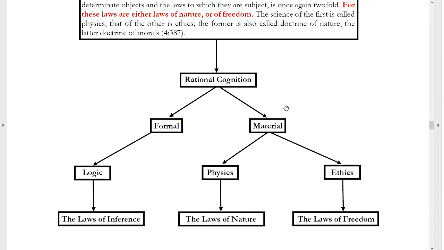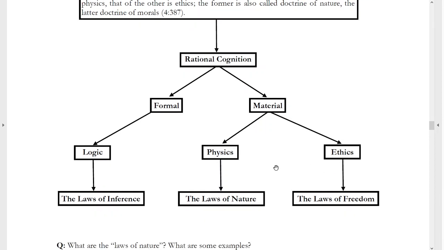Now, so let's compare that to the other side, the material side, which I said is going to be more of our concern. On the material side, we have physics, and then we have ethics. And both of these, of course, because they're a form of rational cognition, discover a certain kind of law. So if we're talking about physics, we're saying, okay, well, how do bodies in the universe move? And the laws according to which those bodies move, we call the laws of nature. So again, a gravitational constant would be a law of nature, right? Just the fundamental physical laws by which the universe operates.